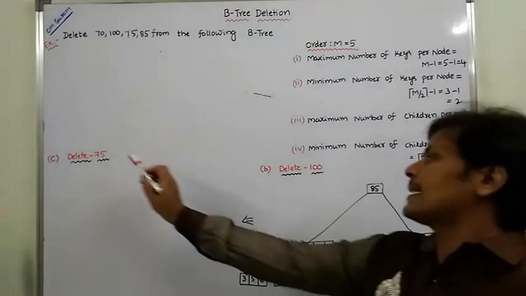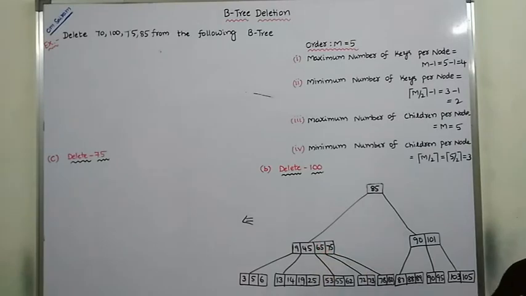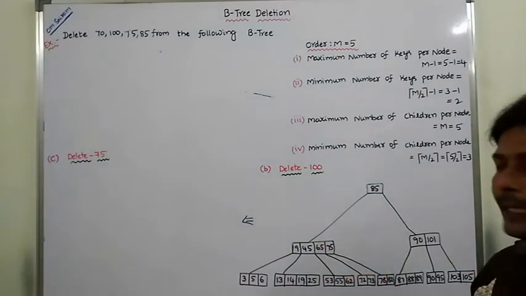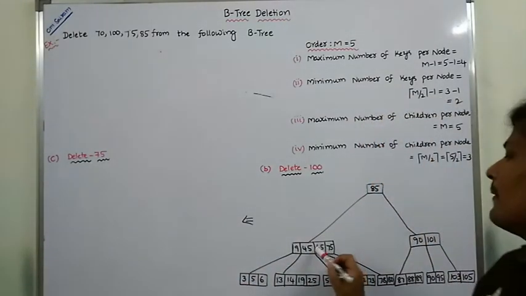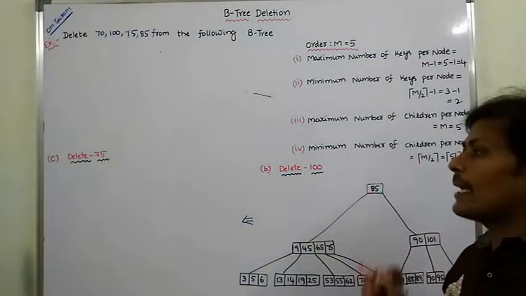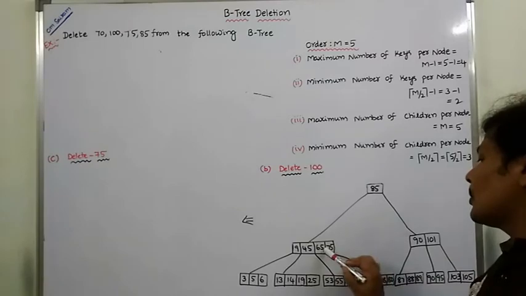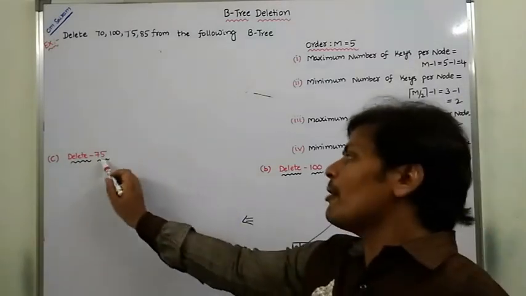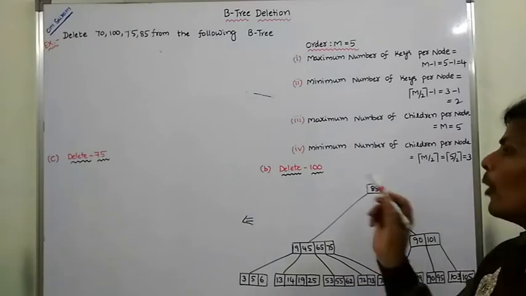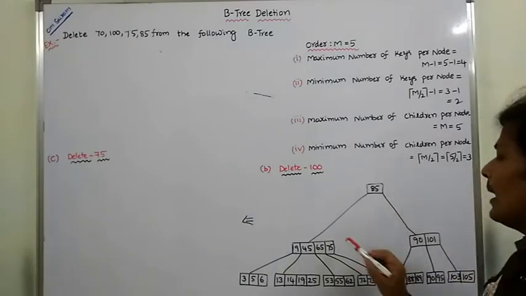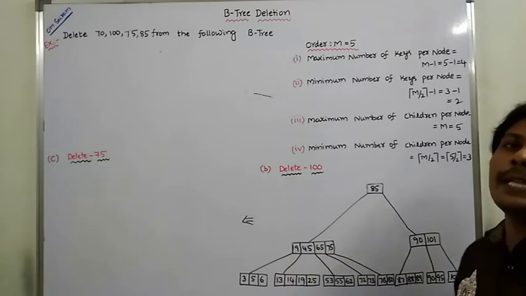Next 75 is compared with 45. It is greater, so go to the right. Next 75 is compared with 65. 75 is greater, so go to the right. 75 is compared with the next key element, 75. Both are matched, so our target key element is found.